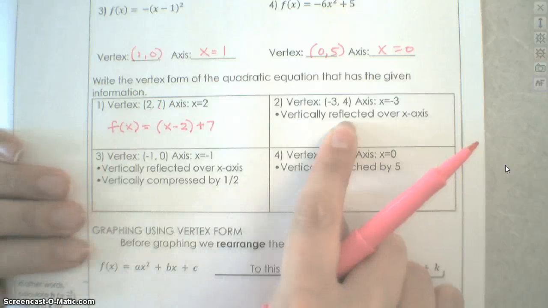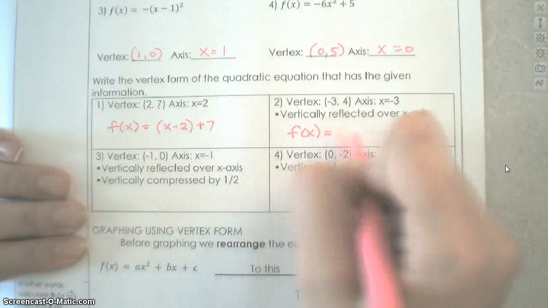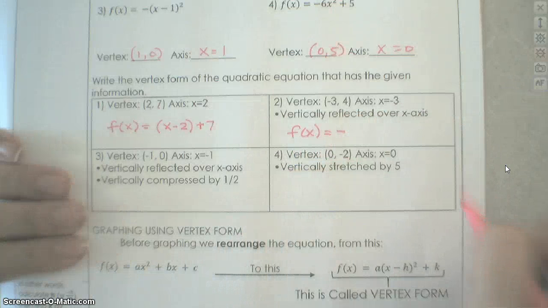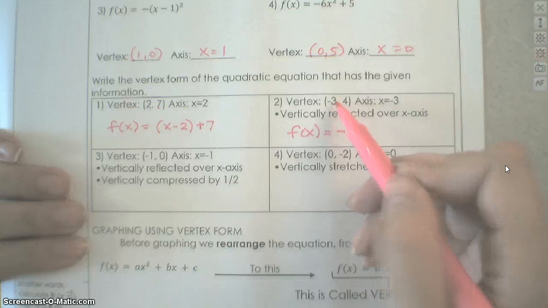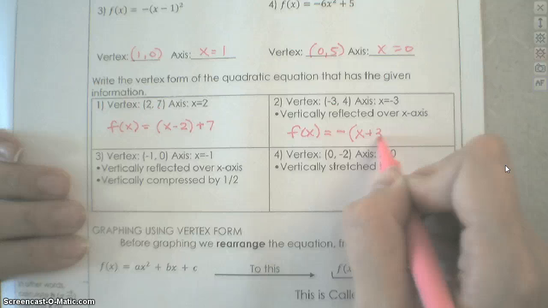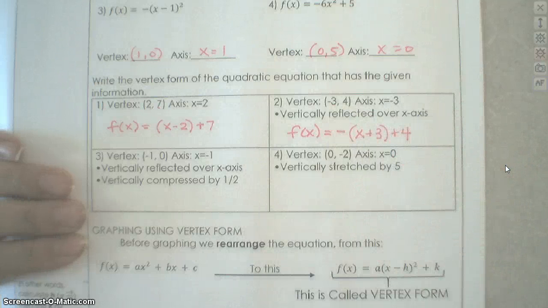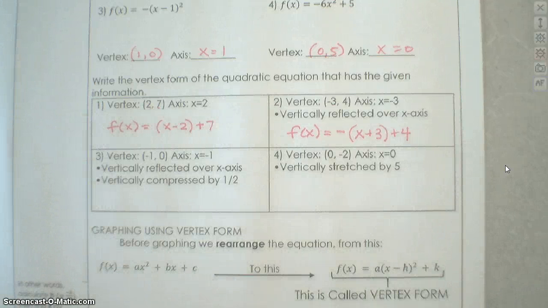All right, number 2, same thing, only this time we want to have it vertically reflected, which means that negative is going to be out front to show that it was reflected. So f of x equals, there's our negative for the reflection. We want to put the negative 3 on the inside, but we want to change it to be the opposite. And then we want the 4 on the outside, behind. So try these next two on your own.